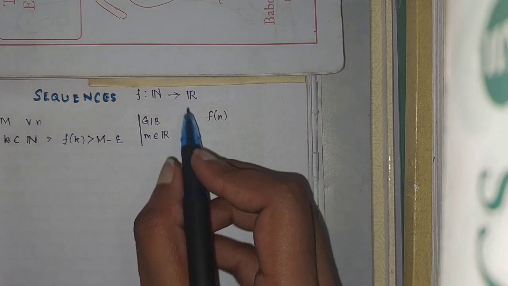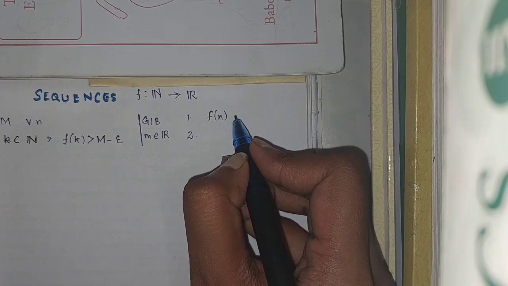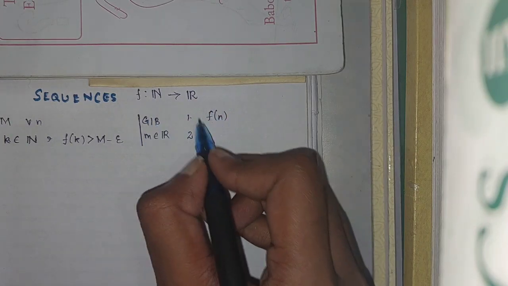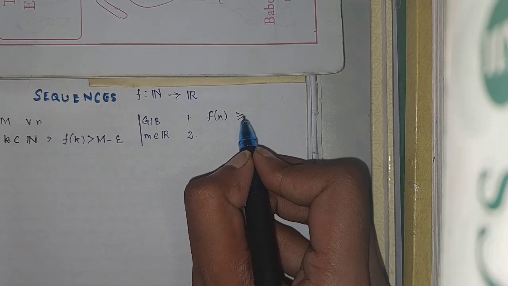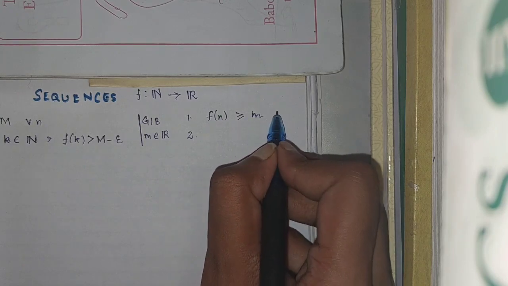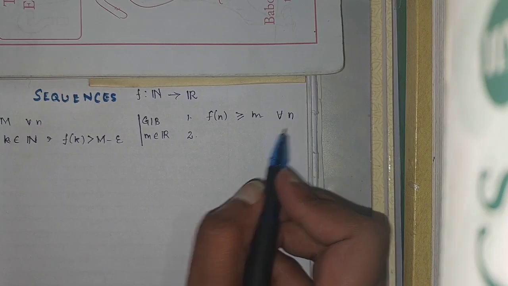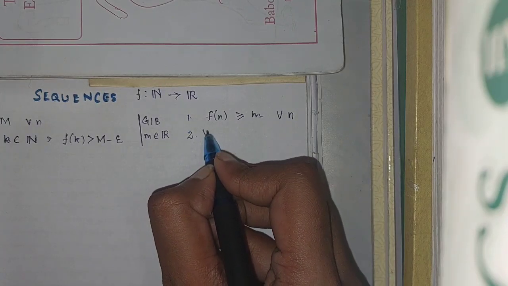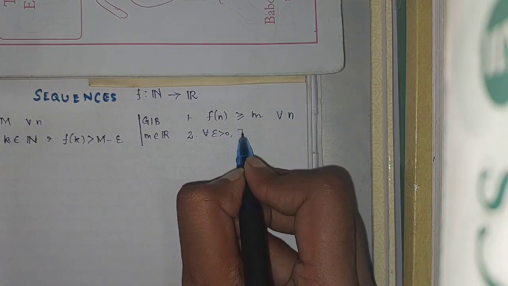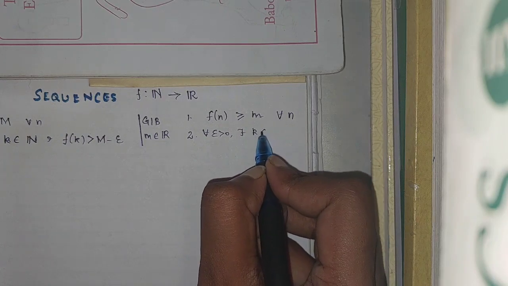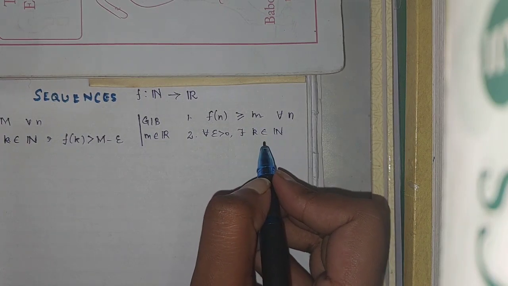So f is from N to R. Okay. So f of n should be, GLB means this should be bounded below by some number, that is for all n. So you cannot leave out the first few numbers. Then for all epsilon greater than 0, there exists some k. So k can be 100 or 200 or any number, whatever.